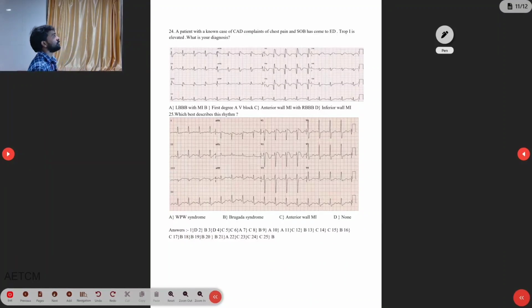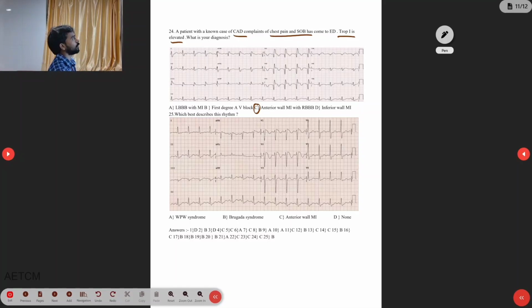24th, a patient with known case of CAD, coronary artery disease, with complaints of chest pain and shortness of breath has come to ED. If the patient has chest pain, think in terms of MI. Troponin is already elevated, so most probably the patient has MI. What is your diagnosis? Option A, LBBB with myocardial infarction. Option B, first degree AV block. Option C, anterior wall MI with RBBB, and option D, inferior wall MI. So the 24th option is C, anterior wall MI with RBBB.